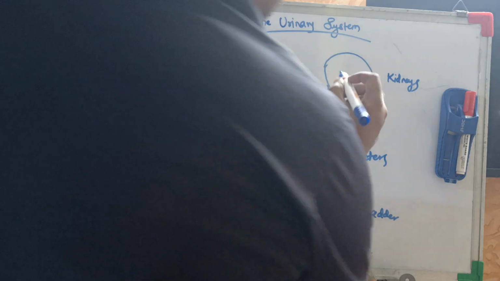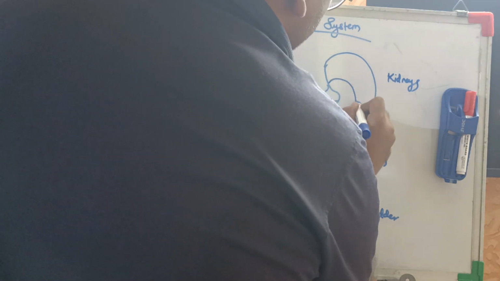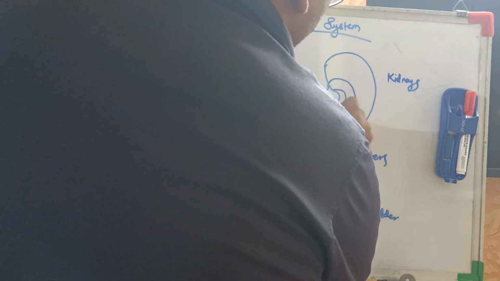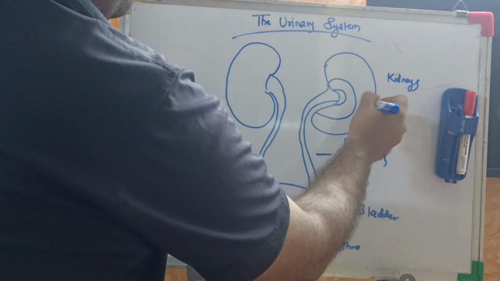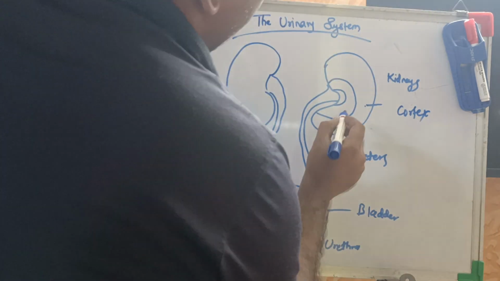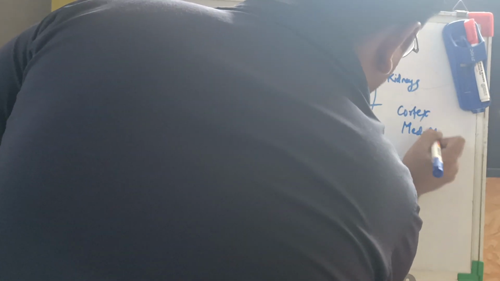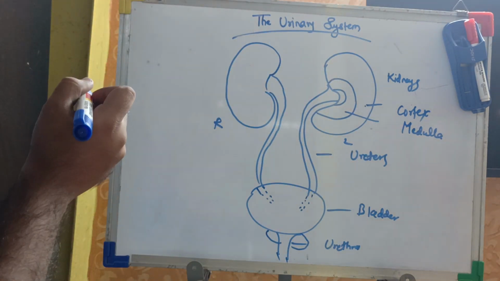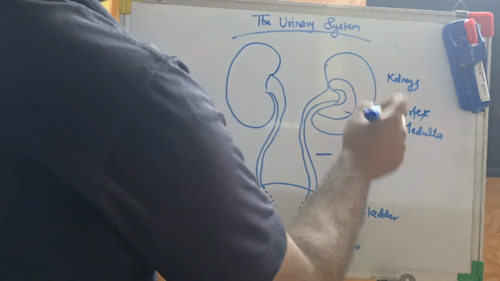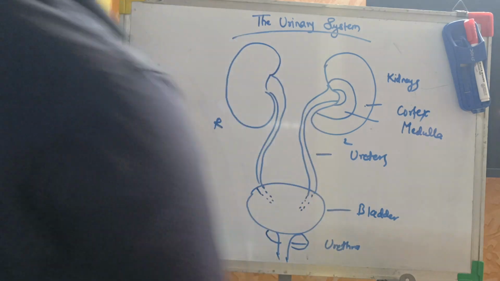Now we will focus on the kidneys. This is the outer layer. The outer layer is called the cortex, and the inner layer is called the medulla. It is also called the renal cortex and the renal medulla.